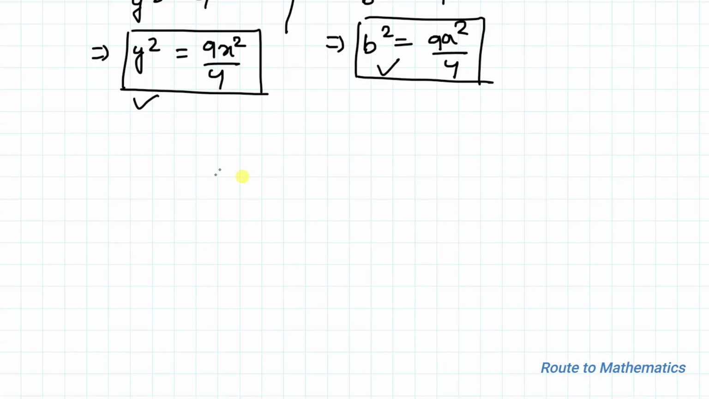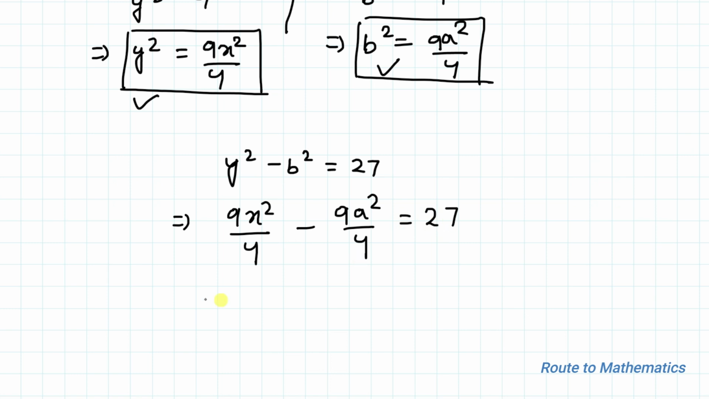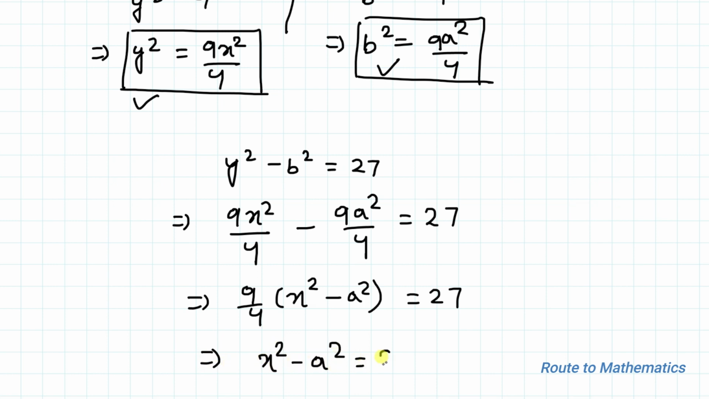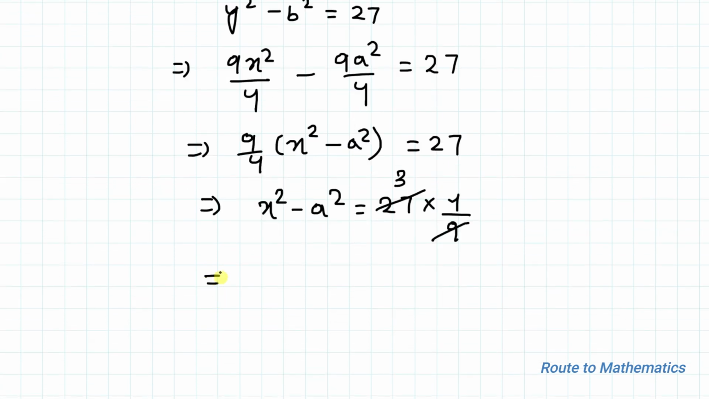So from equation 2 we have y square minus b square equals 27. So we found out 9x square by 4 minus 9a square by 4 equals 27. So I'll take common 9 by 4. So we have here x square minus a square equals 27. So this implies x square minus a square equals 27 multiplied with 4 by 9. So this 9 gets cancelled out by 3. So finally we are getting x square minus a square equals 12 is our answer.